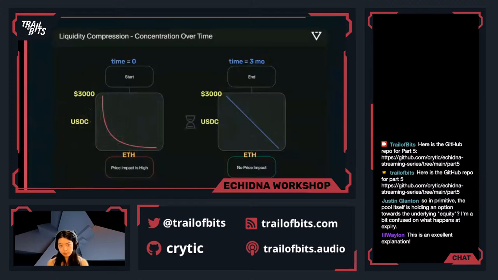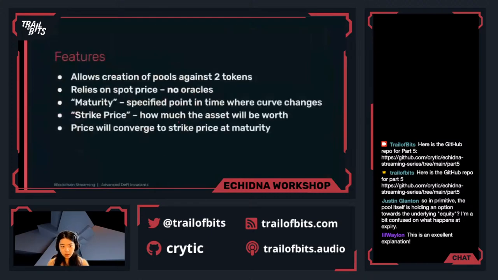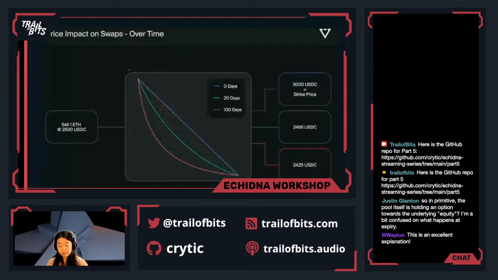At maturity, because the price of USDC is going to converge on that 3,000, for arbitragers there's no incentive to hold that ETH, and therefore the pool will liquidate all of its positions in ETH. So basically the trading point for USDC is right at this 3,000 value. So the difference between pre-maturity and post-maturity is that pre-maturity, you're going to see that curve continue to change. And then at maturity and after that point, the price point is exactly equivalent to the strike price.